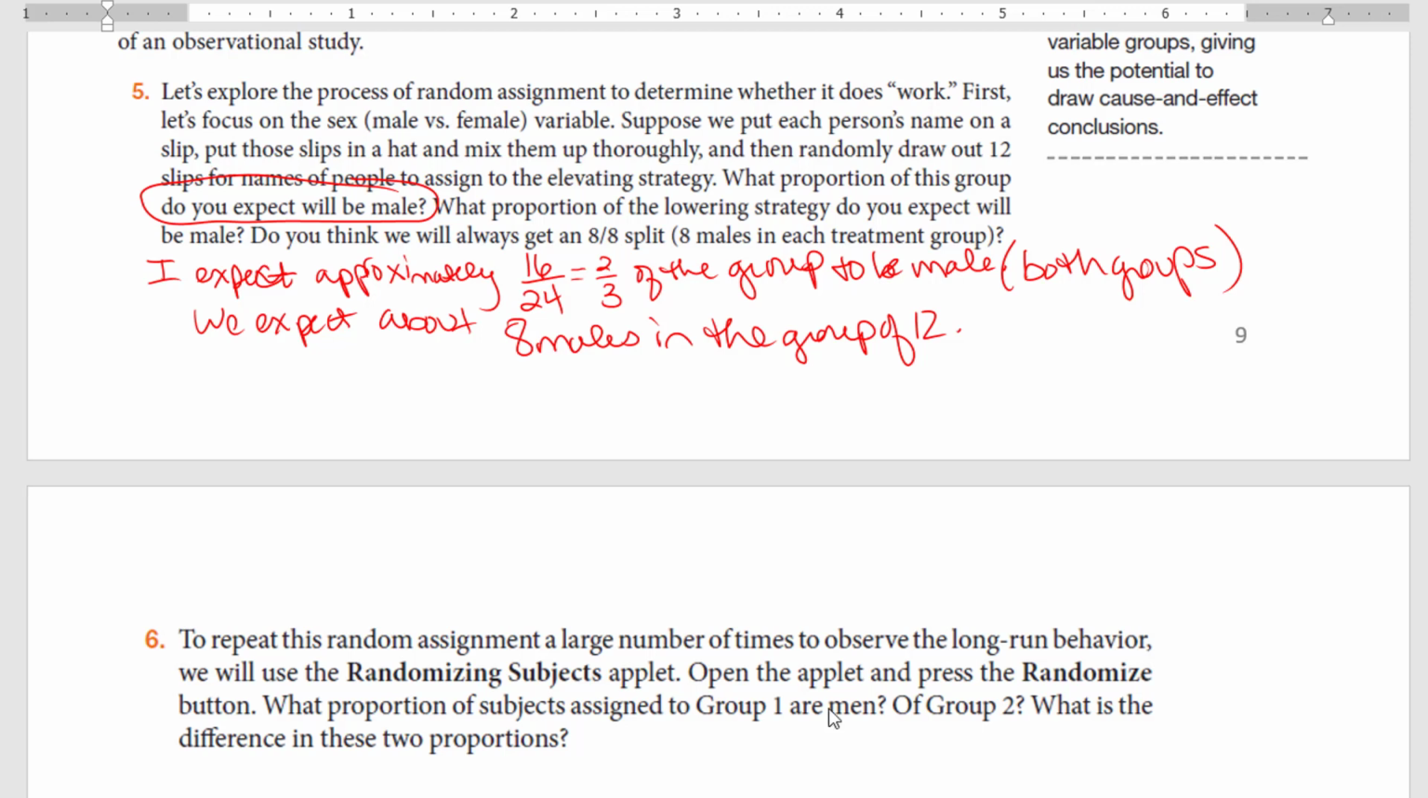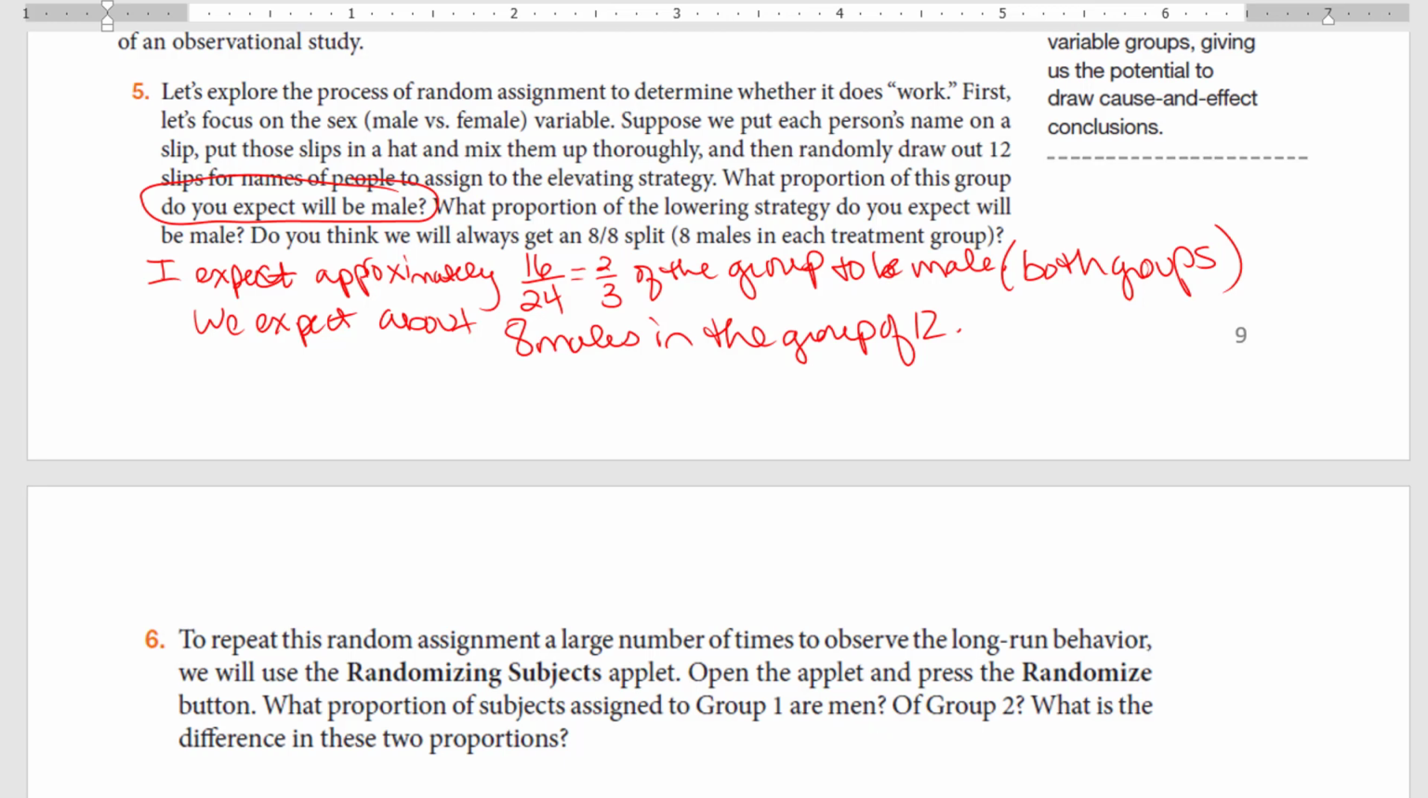So at the end of the last video, we said if this random assignment method works, then it should be the case that we get approximately 2/3 males in the elevating group, and we should expect approximately 2/3 males in the lowering strategy group. So what does that mean to get 2/3? It means we expect maybe 7, 8, 9 males out of 12, maybe even as far as 6, 7, 8, 9, 10 males in a group.